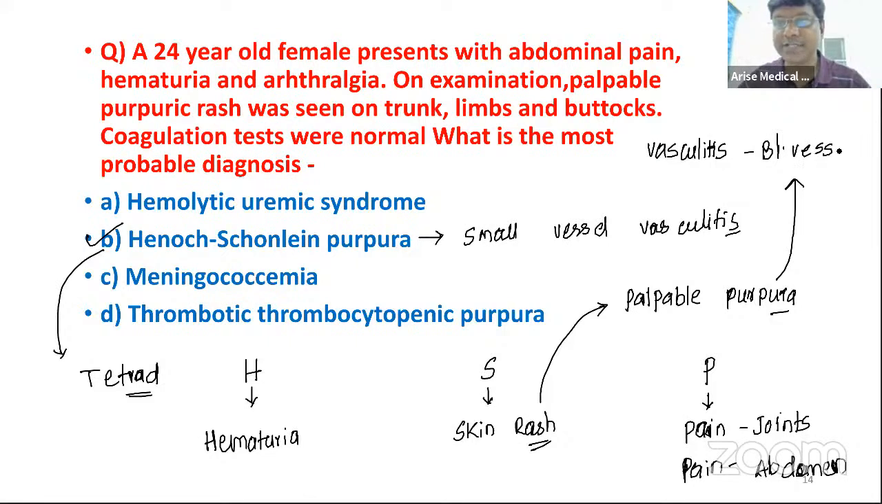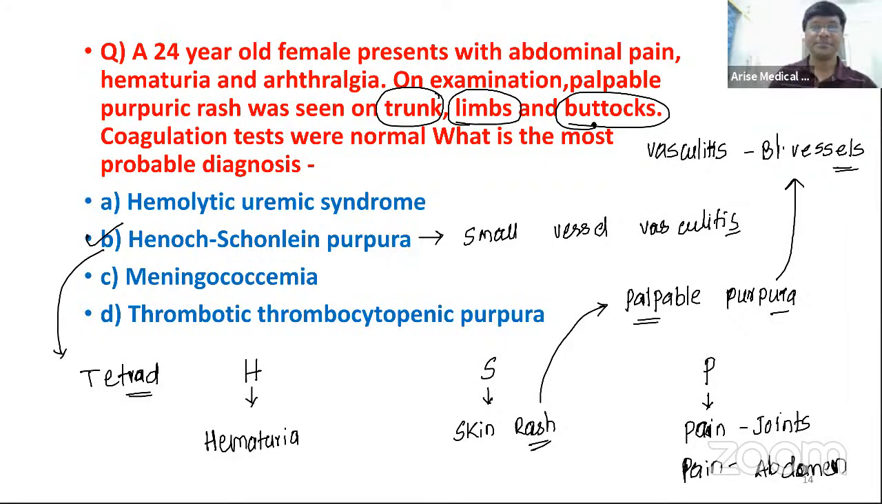It is due to vasculitis of the cutaneous blood vessels. So that is what your palpable purpura is due to, but it is not due to thrombocytopenia. And this palpable purpura in case of Henoch-Schonlein's purpura is more distributed over the trunk, the limbs, and the buttocks. So please remember this very important point.